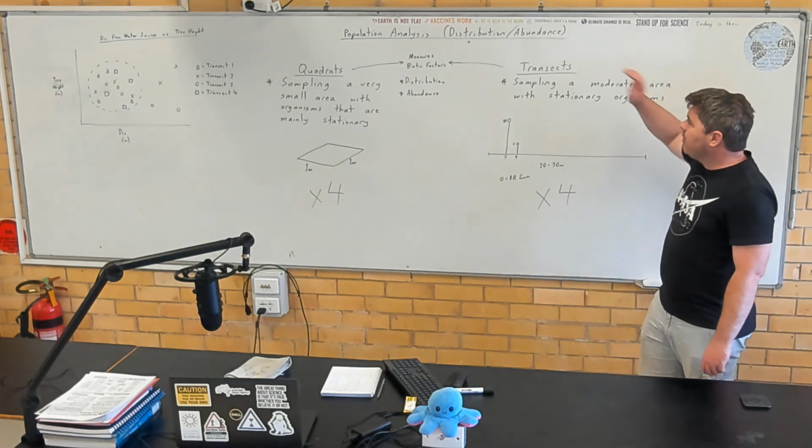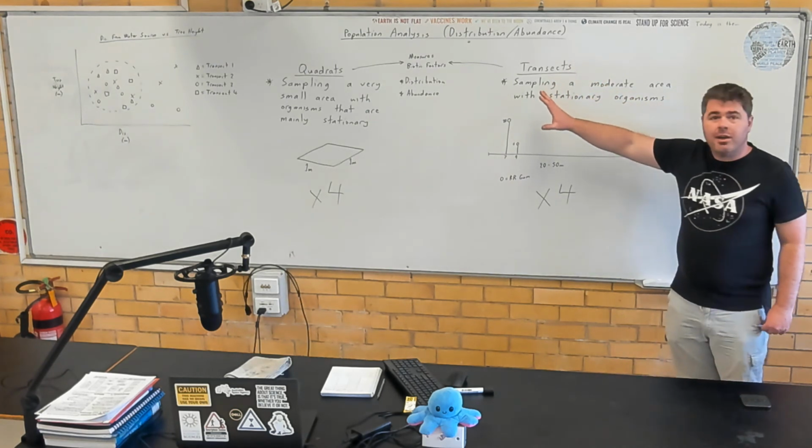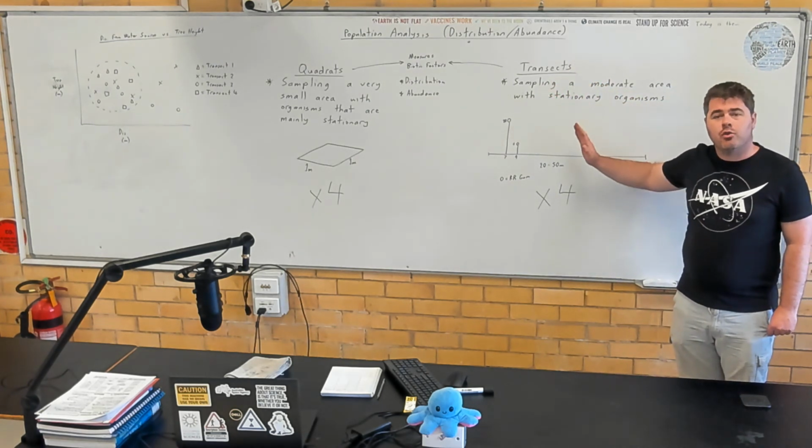So, that's everything about distribution and abundance testing using quadrats and transects.